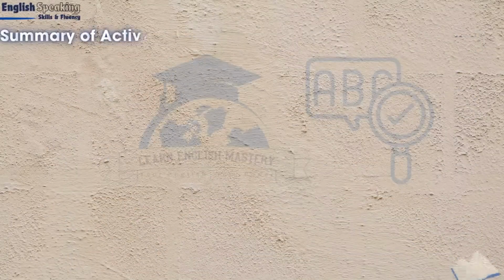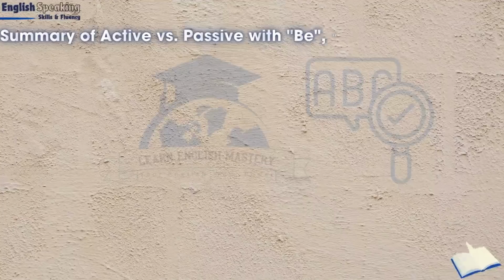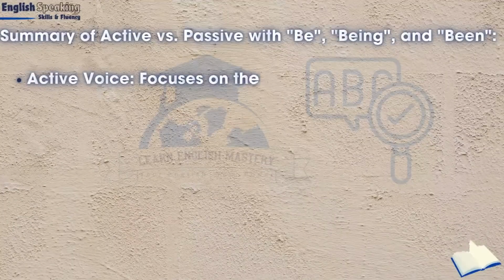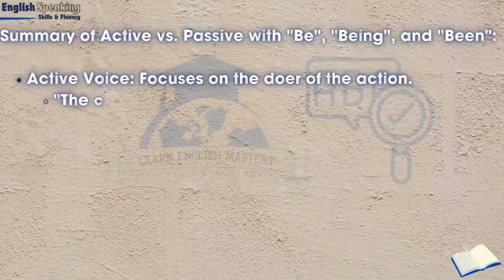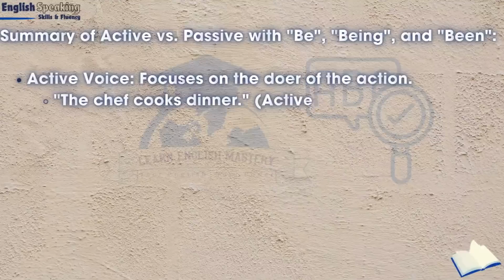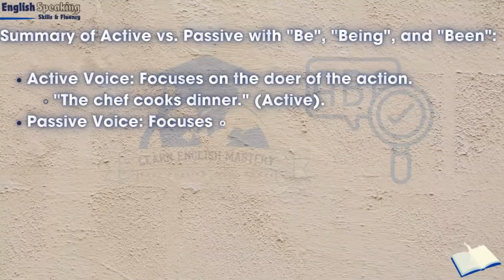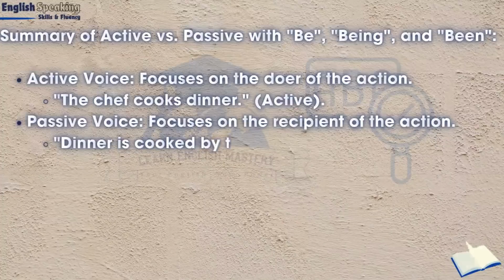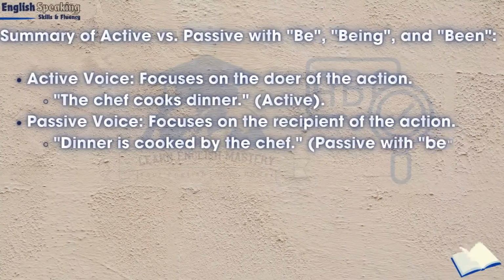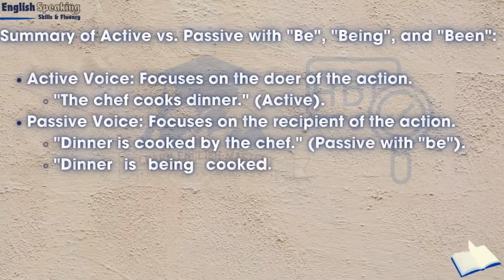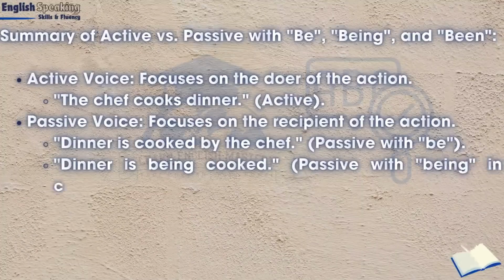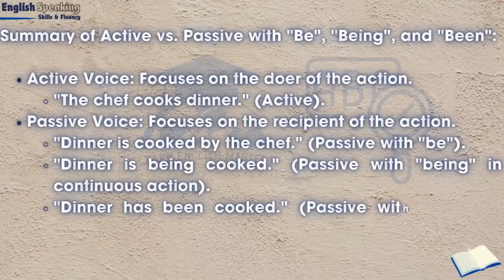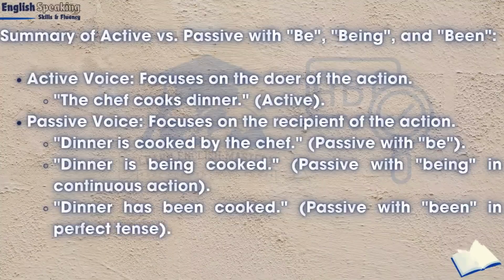Summary of active versus passive with be, being, and been. Active voice focuses on the doer of the action. The chef cooks dinner. Passive voice focuses on the recipient of the action. Dinner is cooked by the chef. Passive with be, dinner is being cooked. Passive with being in continuous action. Dinner has been cooked. Passive with been in perfect tense.